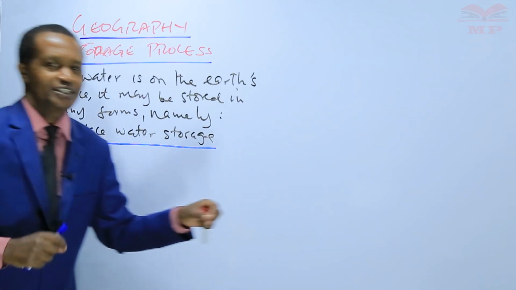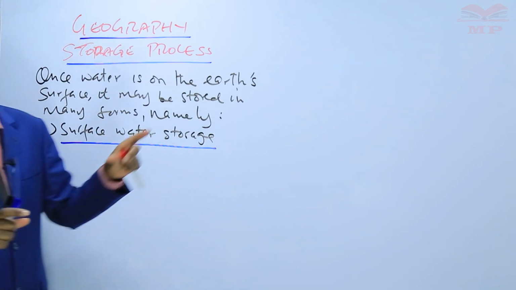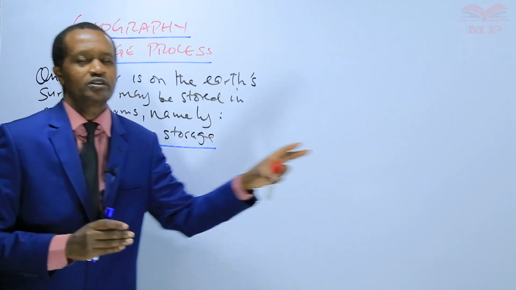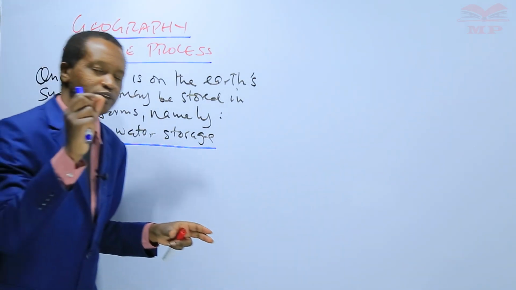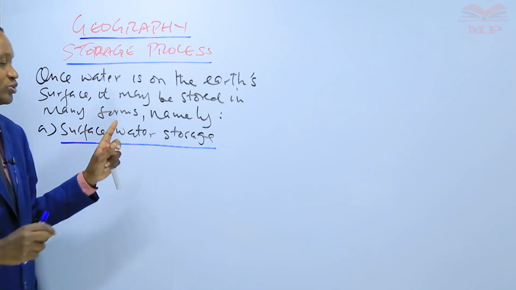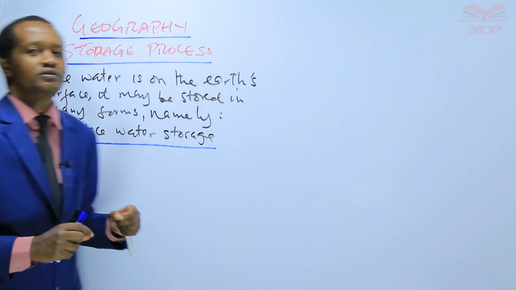Okay? Madavaria. That is water that is just stagnant. You may find it along the roads and so on. But that forms a very small fraction. So that is surface water storage.